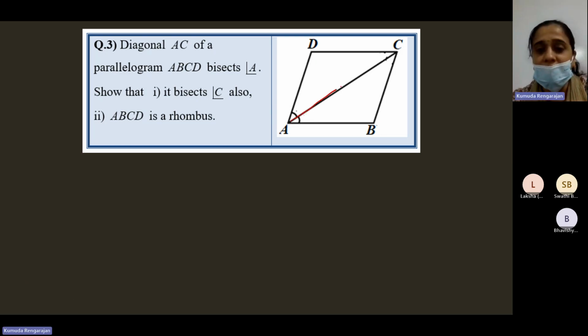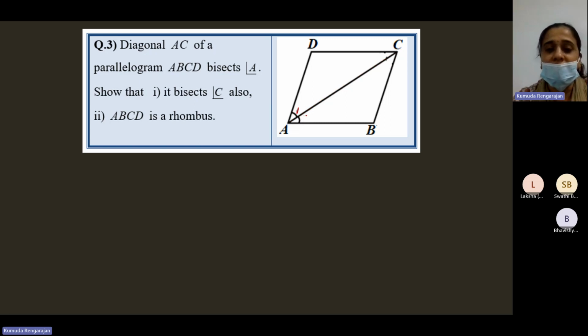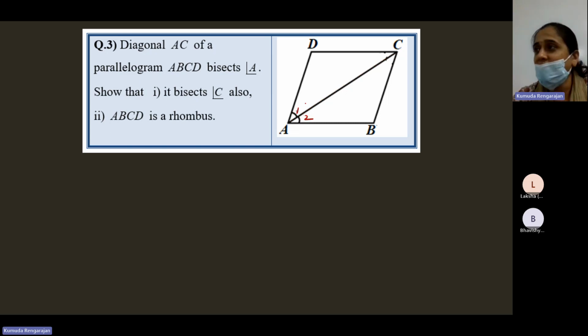This is the diagonal AC. It is given that it bisects angle A. You must prove that it also bisects angle C. All right. Now, this is angle 1, this is angle 2. If angle 1 is equal to angle 2, prove that angle 3 is equal to angle 4.